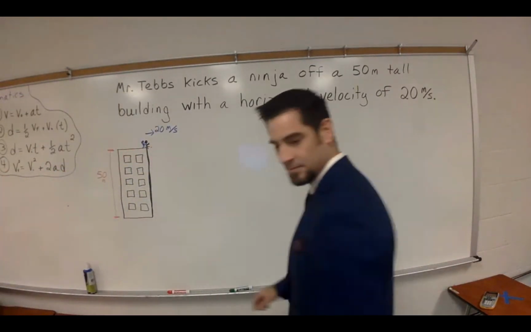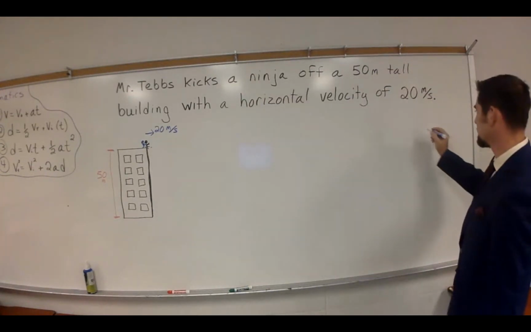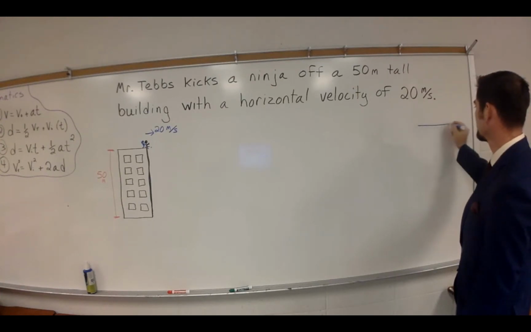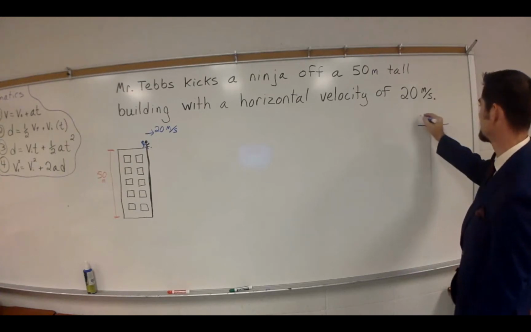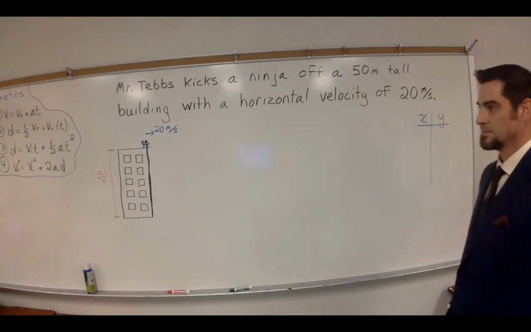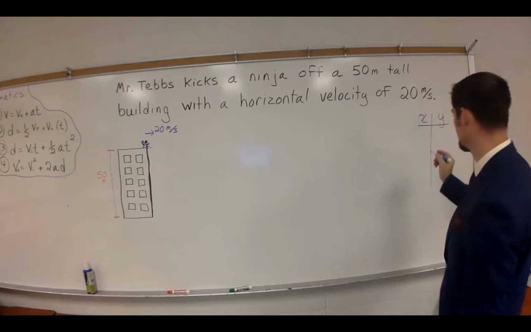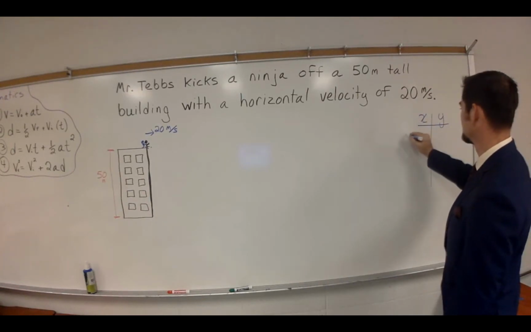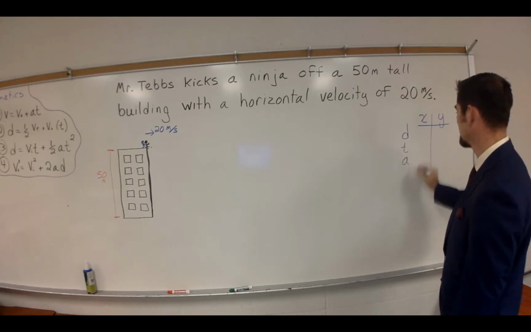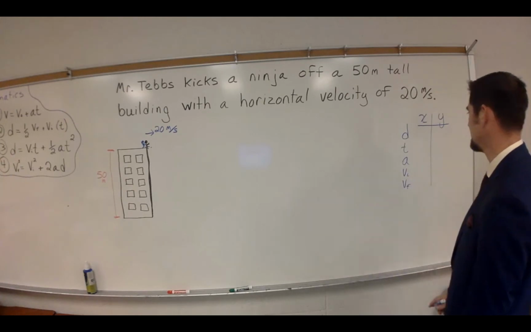Now let's write out all the variables that we know. So we have to break this into x and y components. So let's make two sides. Here's our x component, here's our y component. Remember, projectile motion and kinematics problems have 5 variables. We've got distance, time, acceleration, initial velocity, final velocity.